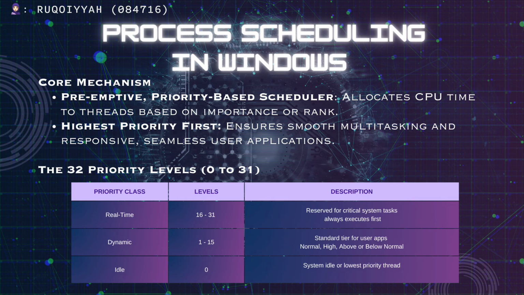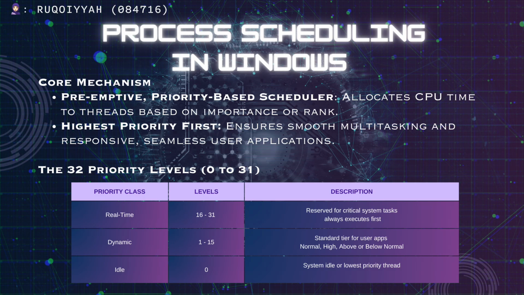The Windows scheduling system relies on several core mechanisms to determine which thread runs next. Windows uses 32 distinct priority levels to control execution order, ranging from 0, the lowest, to 31, the highest. The first distinct priority level is real-time, which is level 16 to 31. It is reserved for critical system tasks and time-sensitive processes. Threads in this class execute before any others.